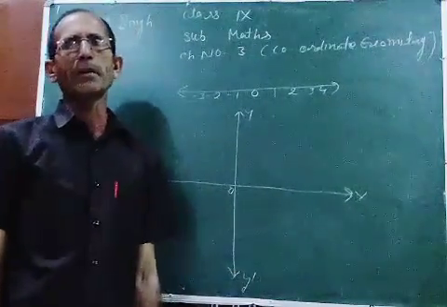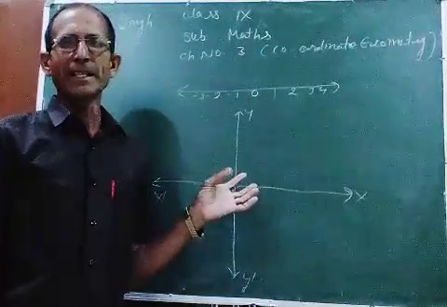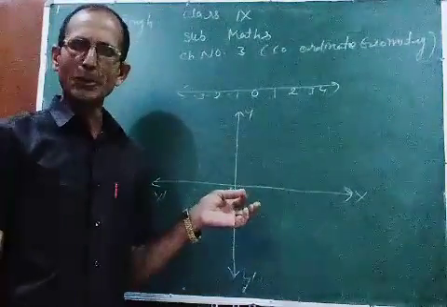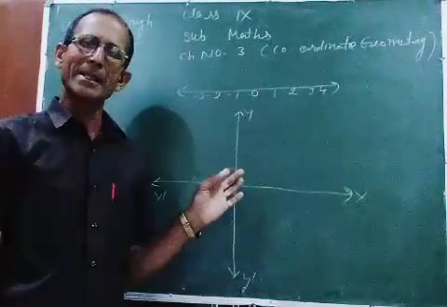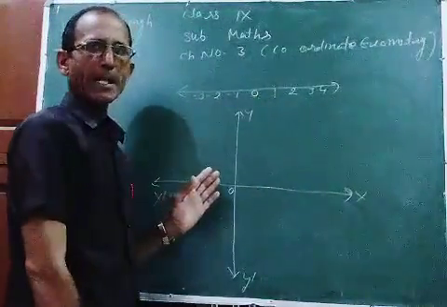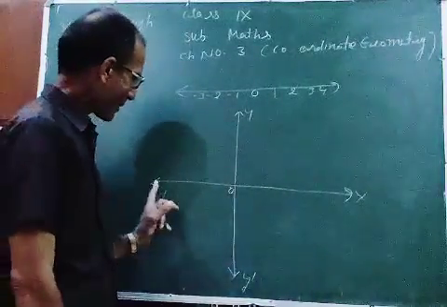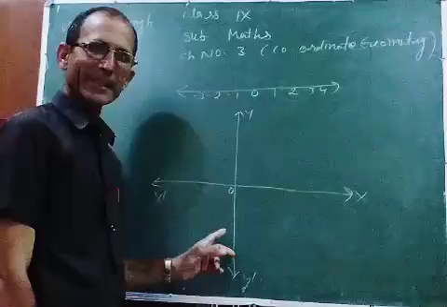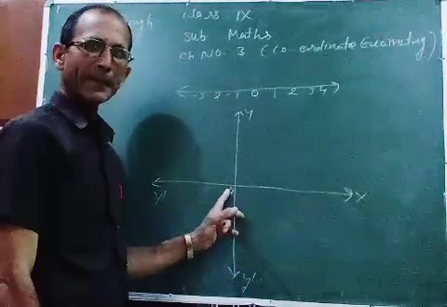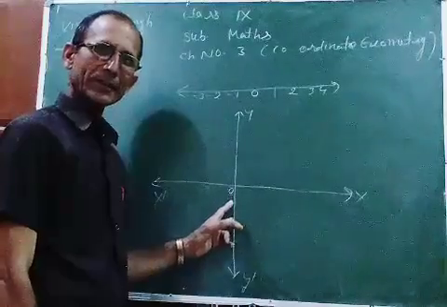Students, pay attention. This chapter is very easy, and only 2-3 points are there which we need to explain. Otherwise, you can understand easily. So these are two mutually perpendicular lines which are known as axes. This is the x-axis and this is the y-axis. The intersecting point of the axes is called the origin.